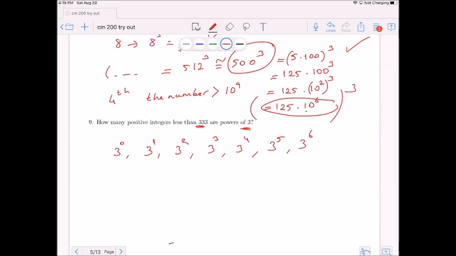Let's see, what are they? It is 1. This is 3. This is 9. 27. 81. What is 3 to the power of 5? 243. And when you multiply this by 3, it's going to be greater. So it is not, right? Out of this, it is greater than 333. 729. Yeah, exactly. So this is not. So there are 6 numbers.